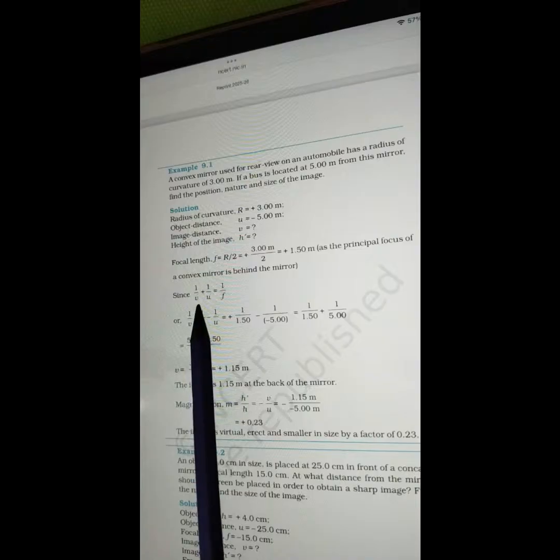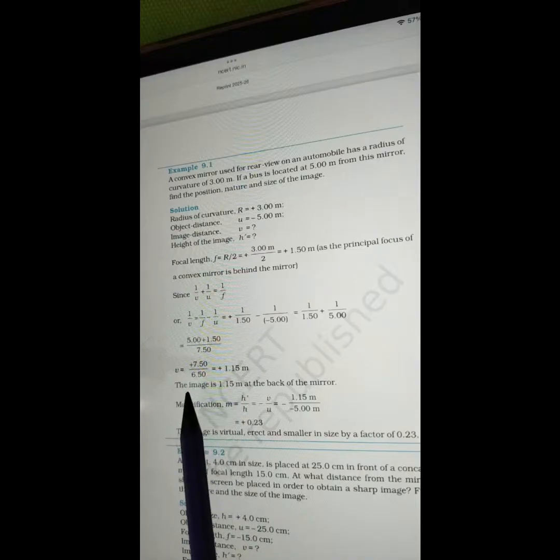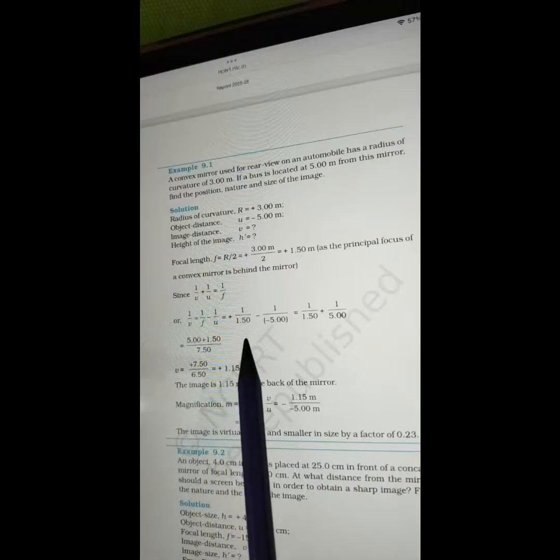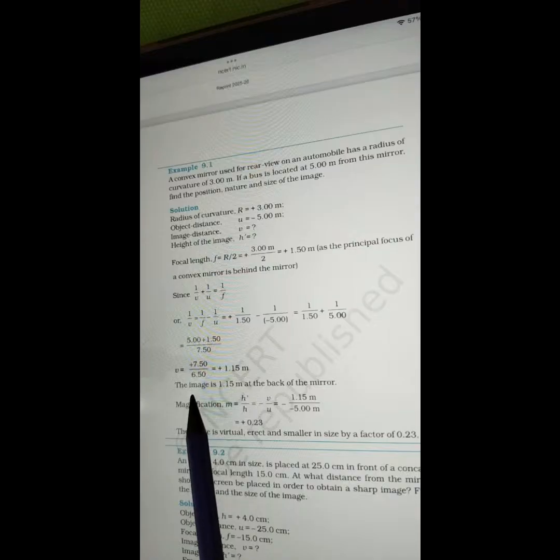We know already this formula, 1 by v plus 1 by u is equal to 1 by f. So after putting the values, you will be able to calculate v is equal to plus. So sign conventions are important. It is going to be plus 1.15 meter. So the image is 1.15 meter at the back of the mirror.